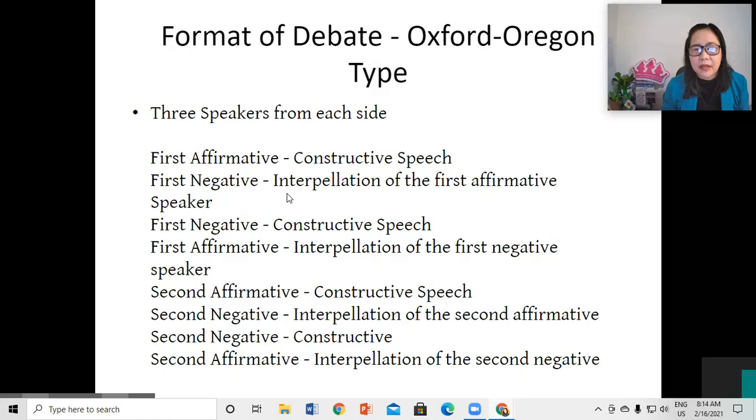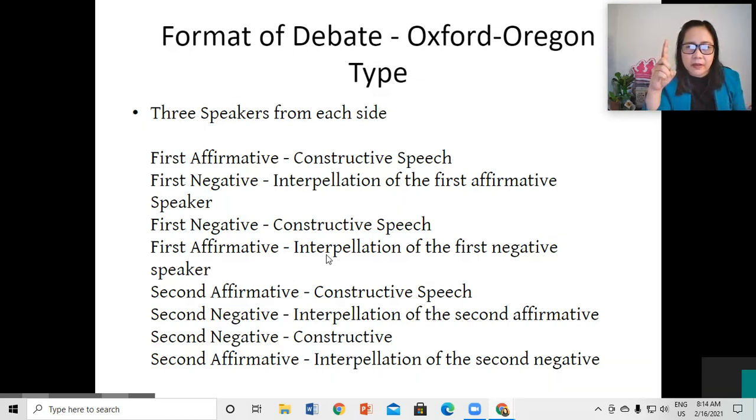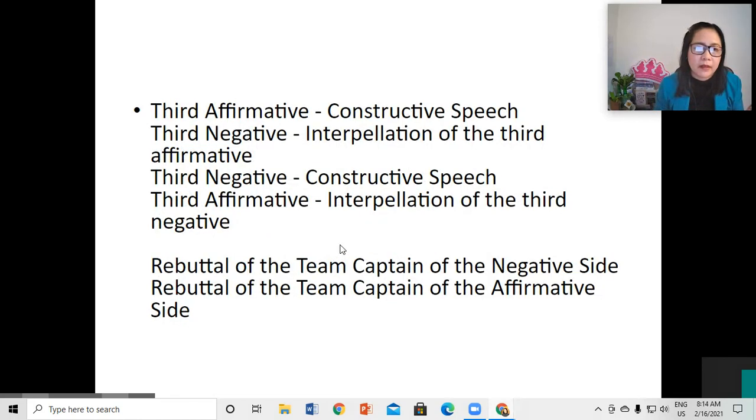After the interpolation of the first negative speaker, he will be given the chance to have his constructive speech, and the first affirmative speaker will now be cross questioning him. So first affirmative has his speech, and then is interpolated by the first negative. After the questioning, first negative has his constructive speech, to be questioned by the first affirmative, and so on and so forth with the other two speakers.